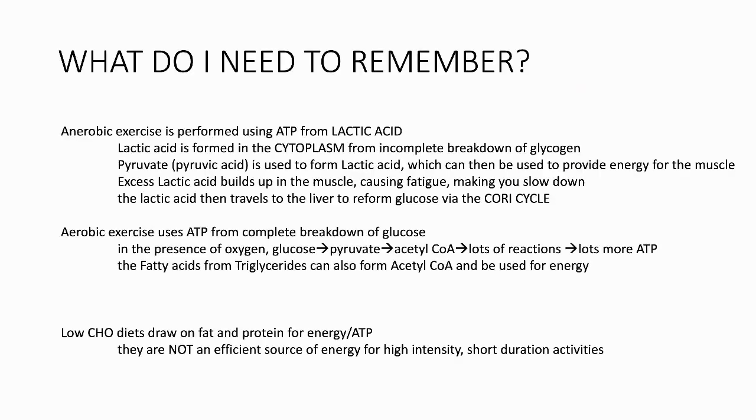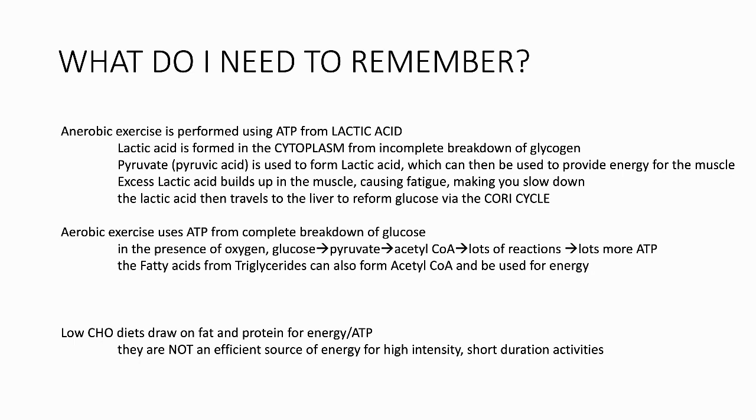What do you need to remember from this chemistry lesson? That anaerobic exercise is performed using ATP from lactic acid. Lactic acid is formed in the cytoplasm from incomplete breakdown of glycogen. Glycogen breaks down to glucose. Glucose breaks down to pyruvate or pyruvic acid, which forms ATP, which then can be used to provide energy for the contracting muscle.